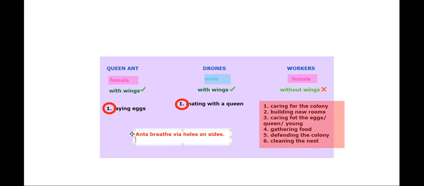How many stomachs do they have? They have 2 stomachs. One for them to eat and the other one to gather food. That's right. Bravo, Mia.